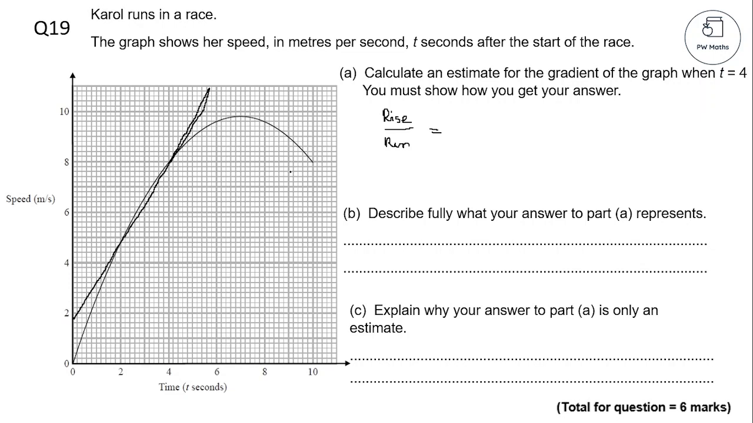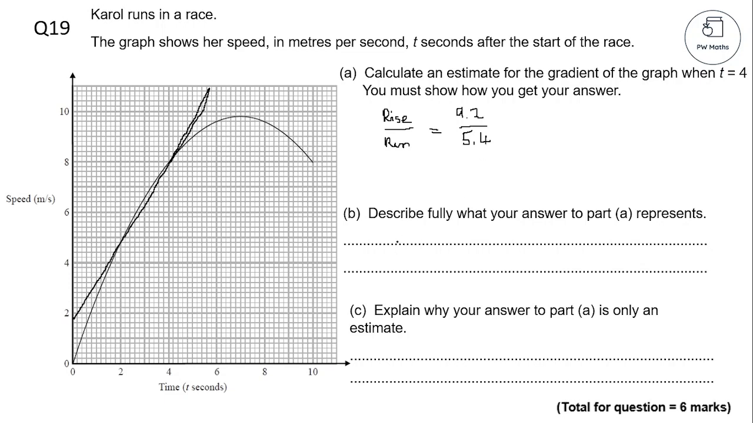Again, there'll be plenty of leeway in this question. The rise is 9.2, and if I look across the page, we've gone from 0 to about 5.4. So the run will be 5.4. It does say an estimate for the gradient, so that would be absolutely fine as an estimate.